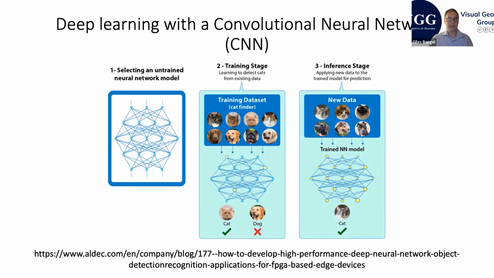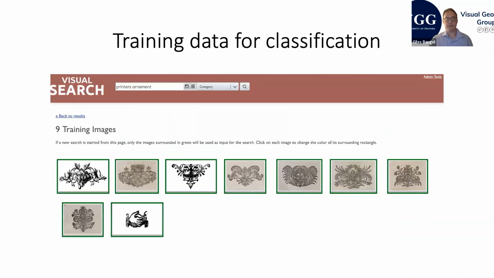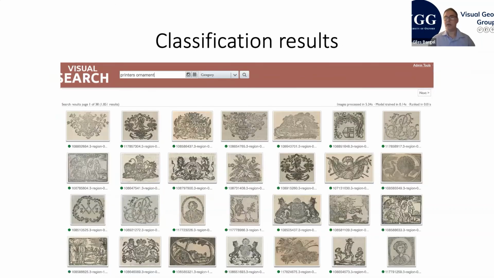So I've been very recently experimenting with this with the Chapbook illustration. For example, I've been looking for printers' ornaments, these small decorative printers' devices, and these are my training images. I took a neural network that had been trained on very large numbers of generic images, the ImageNet database, but hadn't specifically been trained on printing devices.